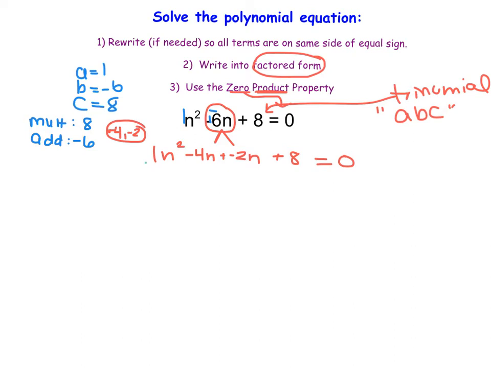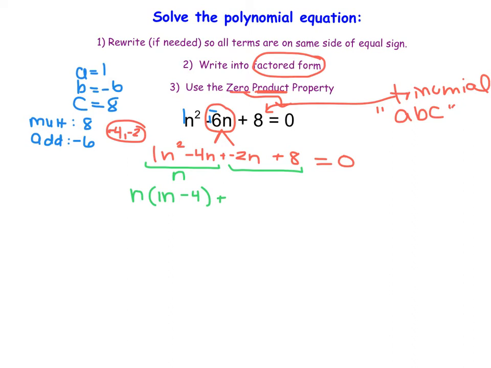Then I'm going to split it into two pairs and look for the GCF in each pair. In the first pair, the only thing they each have in common is an n. They don't have a numerical factor other than 1. So if I factor an n out in front, I end up with just 1n, and then I have a -4 on the inside. My goal is to create this second set of parentheses and get 1n minus 4.